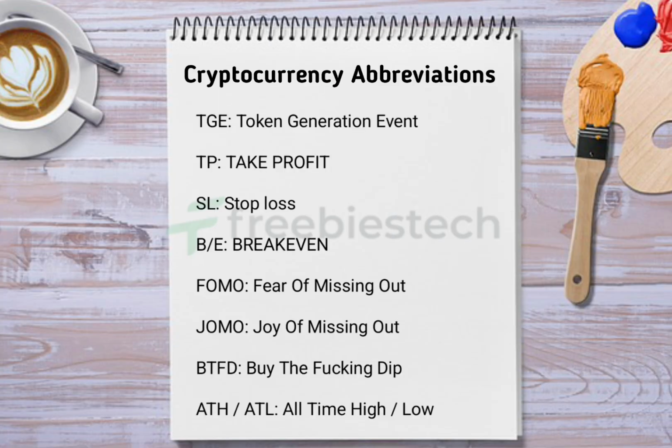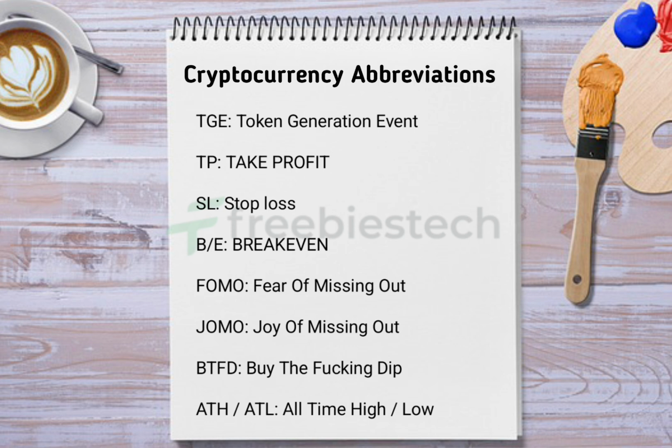Now let's round it up with some useful cryptocurrency abbreviations. TGE, Token Generation Event. TP, Take Profit. SL, Stop Loss. BE, Break Even. FOMO, Fear of Missing Out. JOMO, Joy of Missing Out.